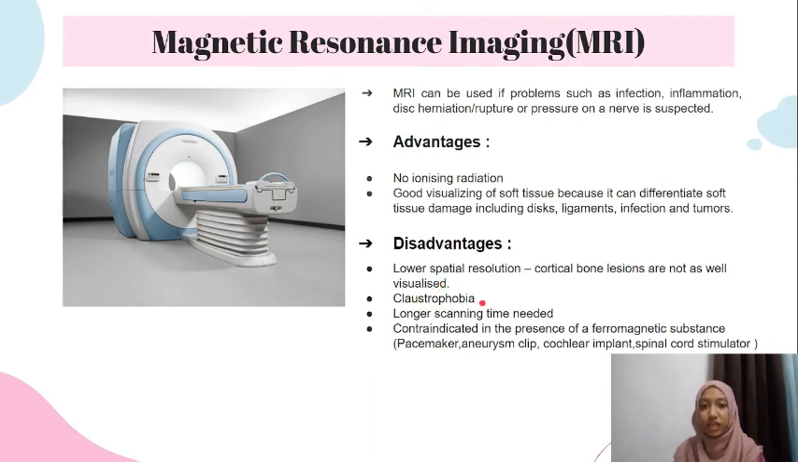Second, claustrophobia. Third, longer scanning time needed. And fourth, it is contraindicated in the presence of a ferromagnetic substance, such as a pacemaker, aneurysm clip, cochlear implant, or spinal cord stimulator in the patient. So, if you are sure that the patient doesn't have any ferromagnetic substance, then the MRI can be used during the procedure.